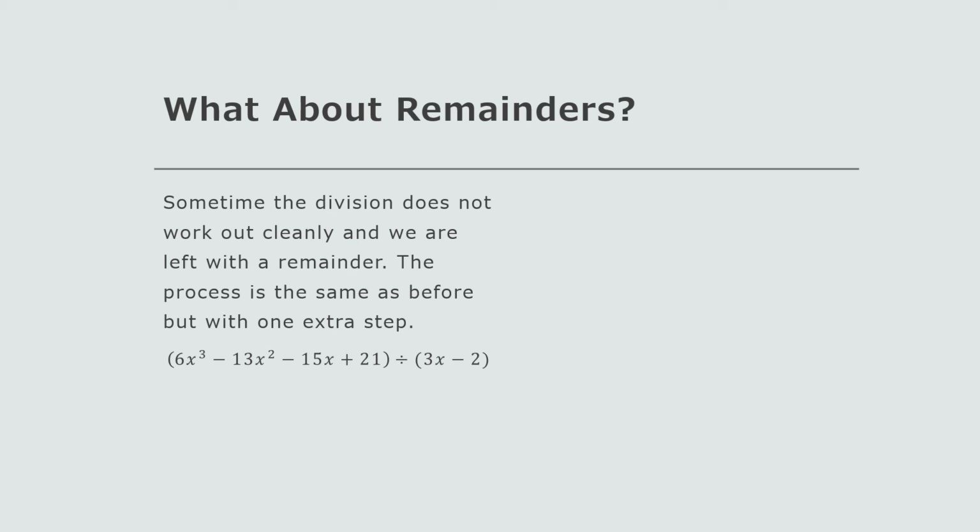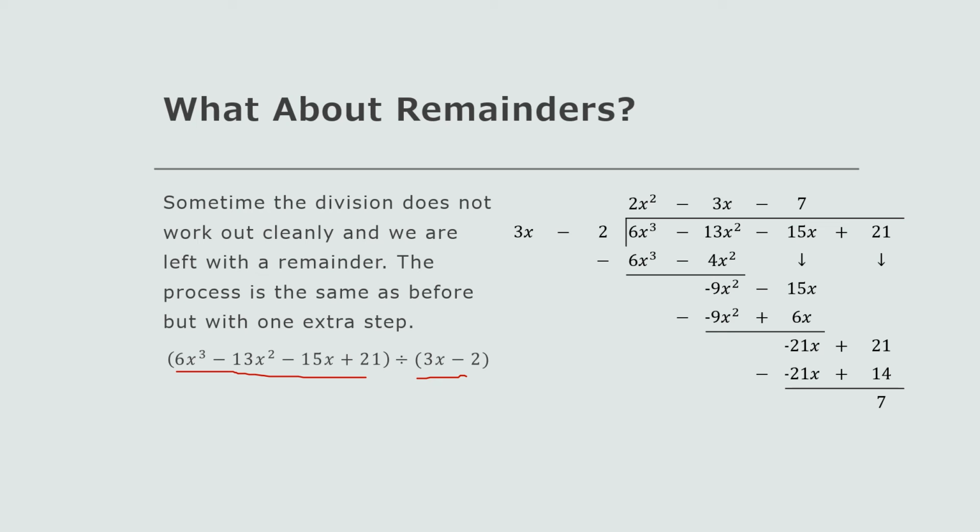So what about if we're left with a remainder? Sometimes the division doesn't work out cleanly and we have a remainder at the end. This is exactly the same, except we just add an extra step. So let's see another example. Here's our first polynomial. It's being divided by 3x minus 2. So here it is worked out. Let's go over it piece by piece.